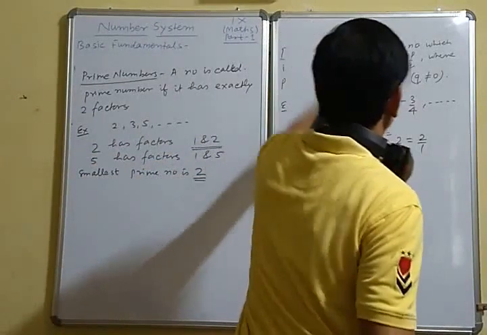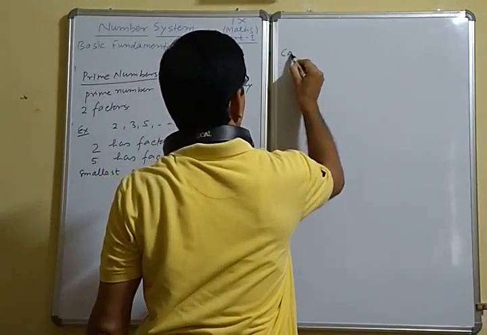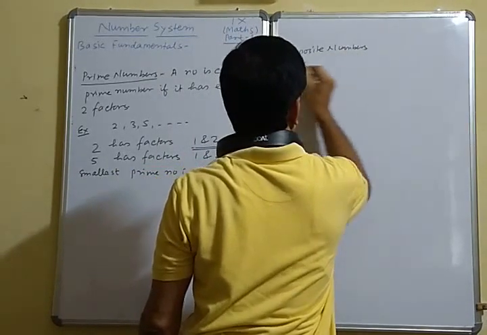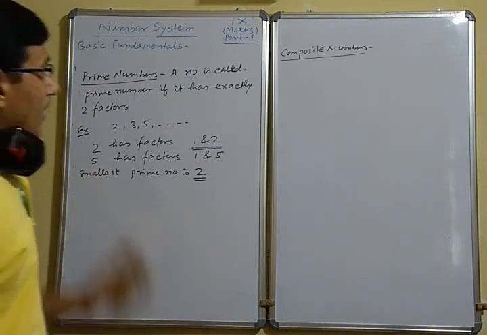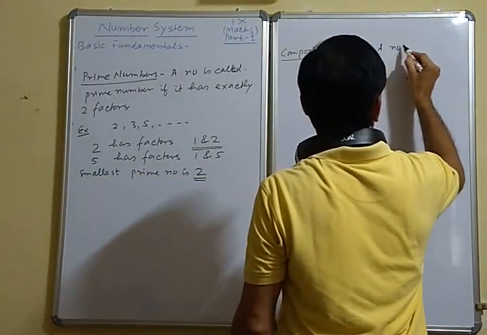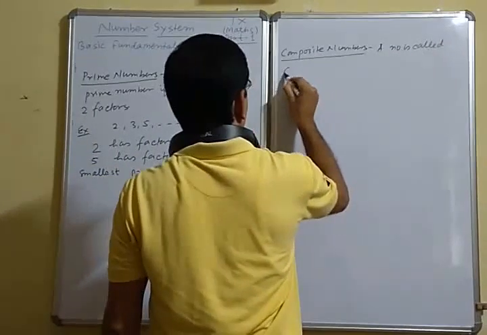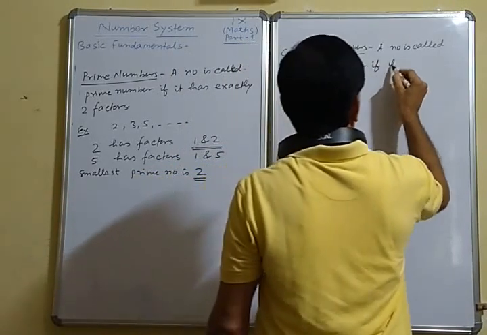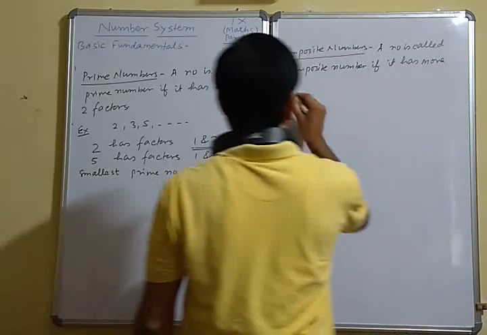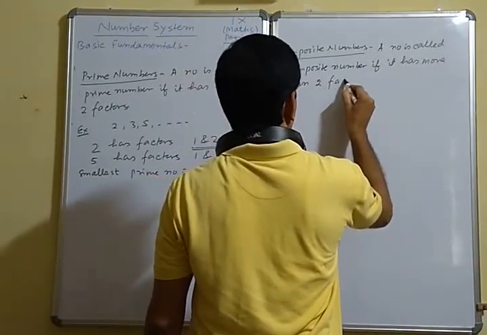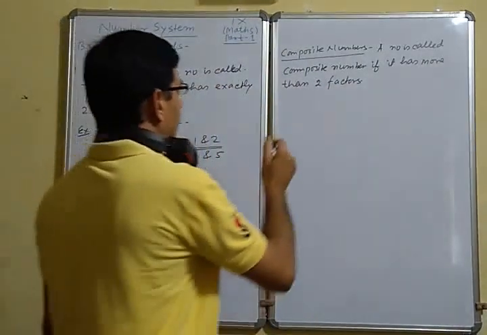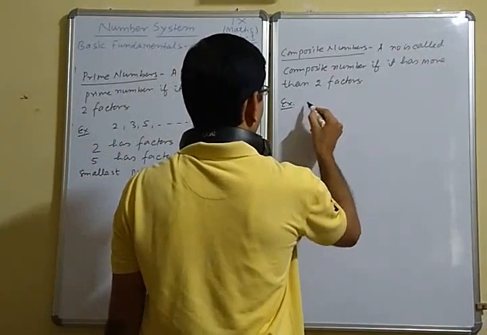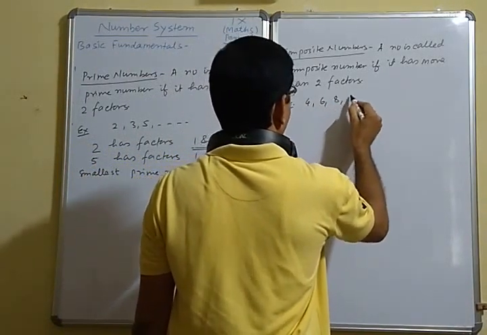Now the next number is composite numbers. A number is called a composite number if it has more than two factors. For example, 4, 6, 8, 10, etc.